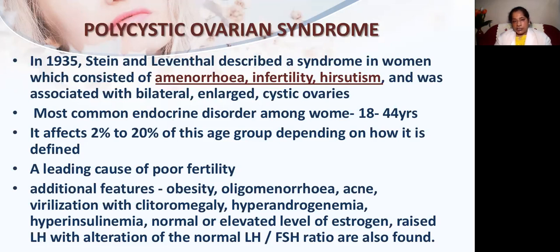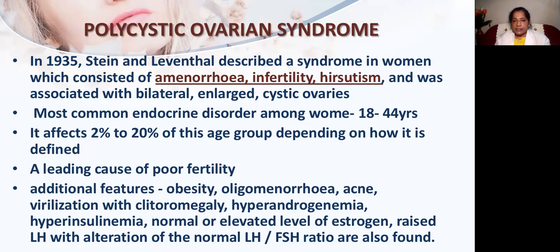Now, another condition which is common in pubertal girls is polycystic ovarian syndrome. In 1935, Stein and Leventhal described this syndrome, which consists of amenorrhea, infertility, and hirsutism. It was associated with bilateral and large cystic ovaries. It is the most common endocrine disorder among women in the age group 18 to 44. It affects 2 to 20% of this age group, depending on how it is defined.